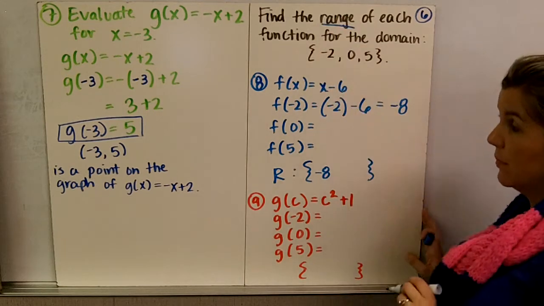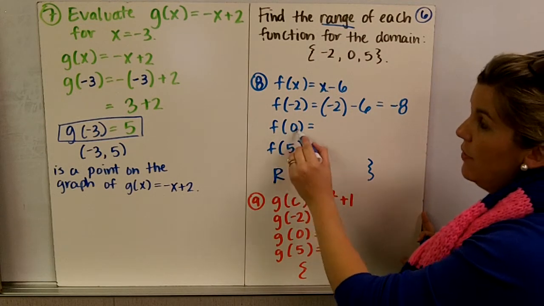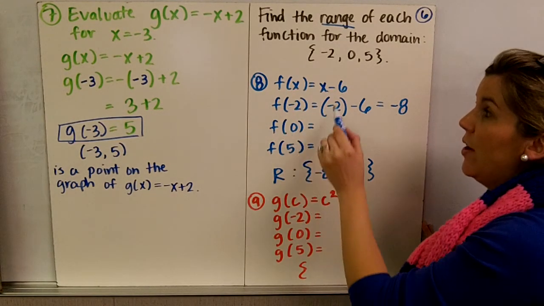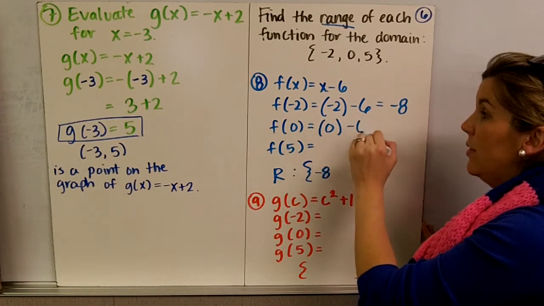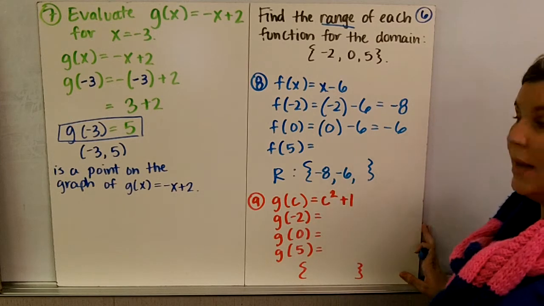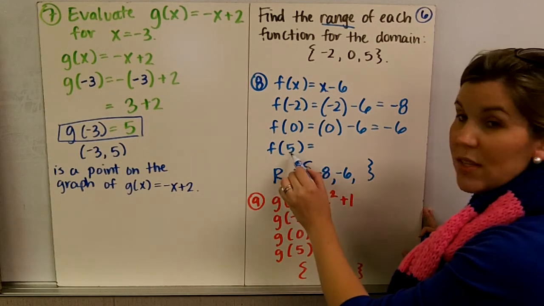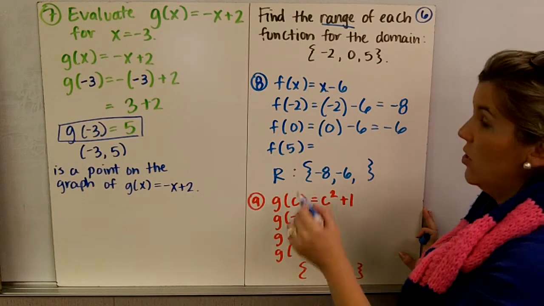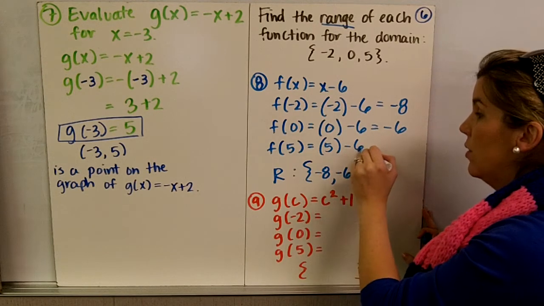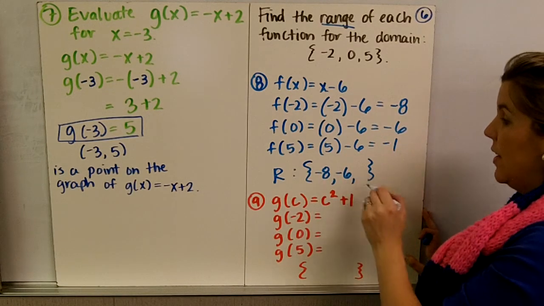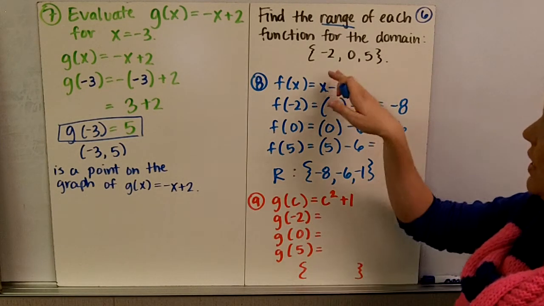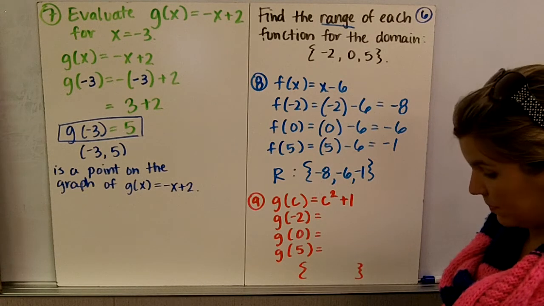It says find the range. If x is 0, f of 0 means if x is 0, what is y? Take x out of the original, put in 0. 0 minus 6 is -6. And let's do the same thing for 5. If x is 5, if the domain is 5, what is the range? Take 5, plug it in where x was, on both sides. 5 minus 6 is -1. So -8, -6, and -1 are the range if the domain is -2, 0, and 5.